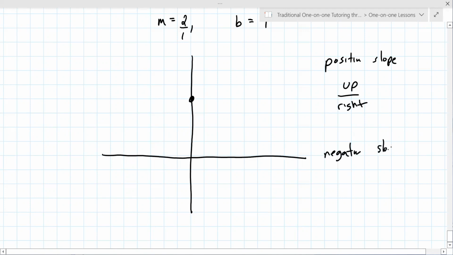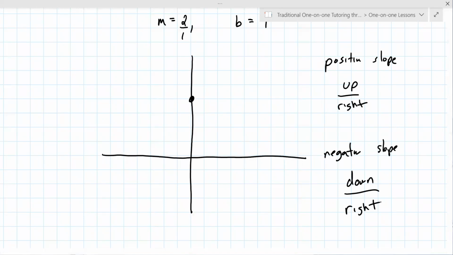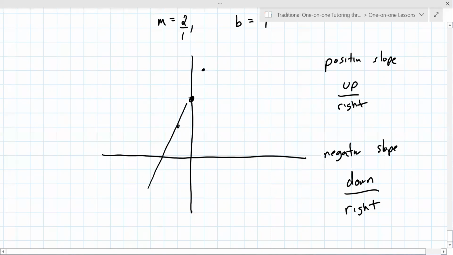I would write all this down. Your note card may feel overwhelmed, but you may cut it out. A negative slope goes down and to the right, like that. So we're going to go up 2 and right 1. We don't have a ton of time to talk about graphing, but let's just get the line down.